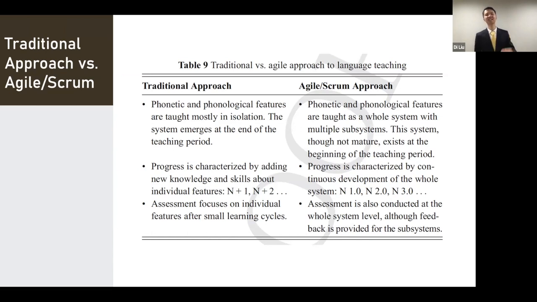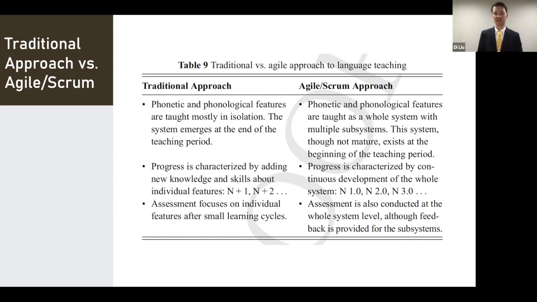And another key difference between the traditional approach and the Agile or Scrum approach is assessment. In the traditional approach, assessment focuses on individual features after small learning cycles. So after we introduce consonants, let's see if you can perceive consonants. Let's see if you can correctly output or produce minimal pairs. And you can do it. Okay, the assumption is that you already learned consonants, just like how you learned the word yingmen at the beginning of this talk. In the Agile model, that's different.